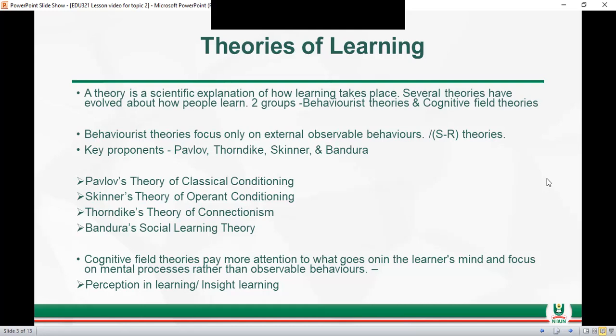Let's see what distinguishes the 2 major camps of learning theories. Behaviorist theories focus only on external observable behavior to explain how learning takes place. They believe that learning is the connection between stimulus and response, and that is why they are also known as stimulus response theory or SR theory.